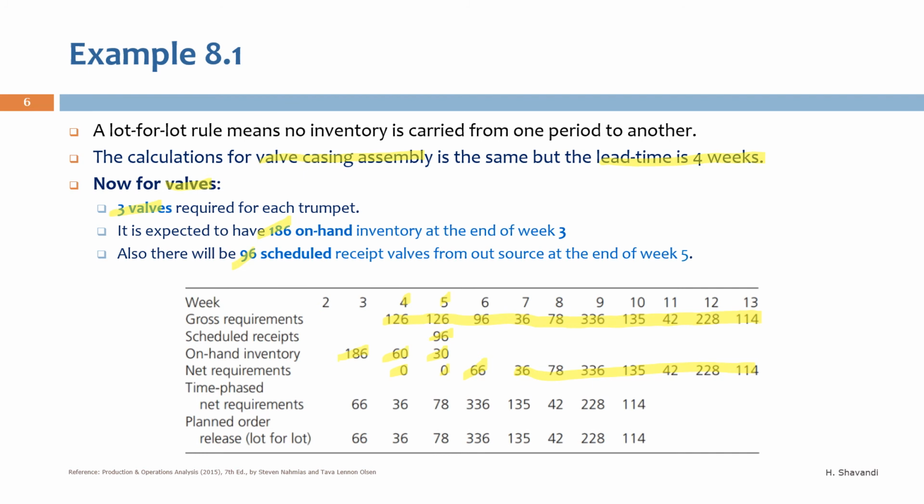So these are the net requirements, and since the lead time for producing the valves is 3 weeks, we need to go back in the time schedule for 3 weeks. So at week 6, for example, we need 66 items, so we should start producing those 66 items at week 3, as you see here, in order to have those items in week 6. And again, same as the previous one, here we are considering the lot for lot policy. So these numbers will be our production plan for the valves.